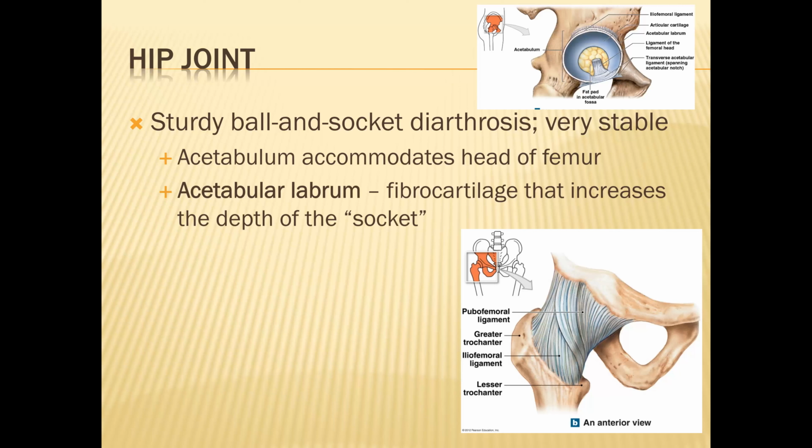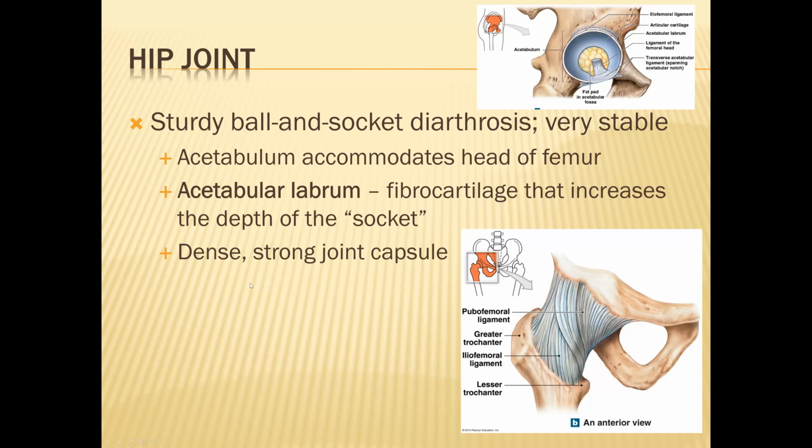The acetabular labrum is very similar to what we saw in the shoulder joint, in that you've got an extension of fibrocartilage that increases the depth of the socket. And this is really going to help out at the hip joint because you already had a socket to start with, so adding this fibrocartilage to extend it just makes a deeper socket.